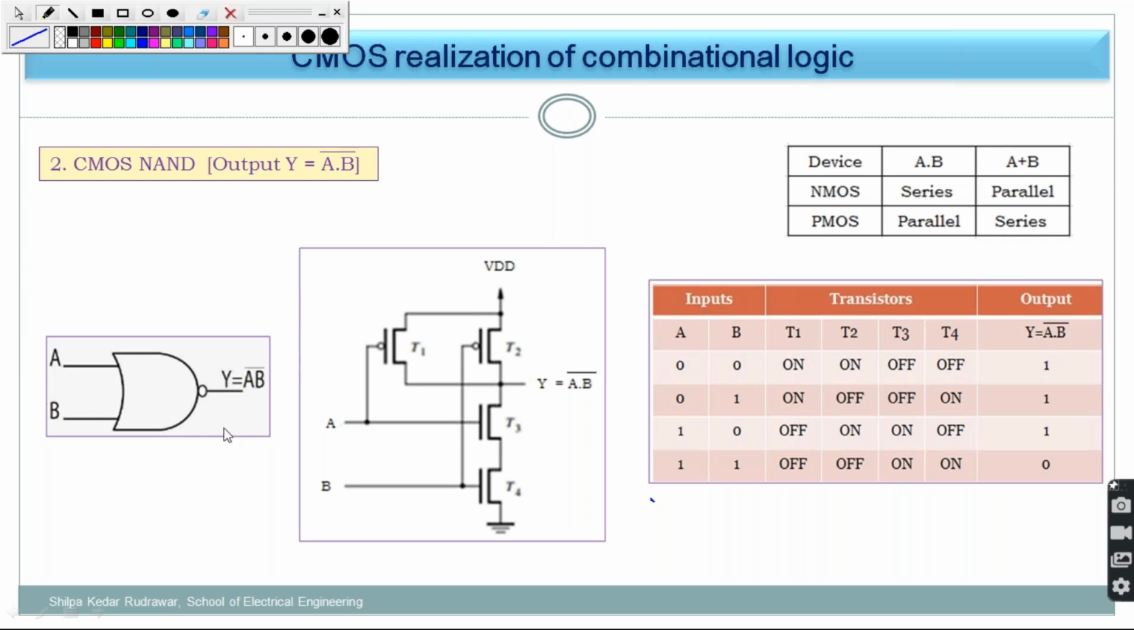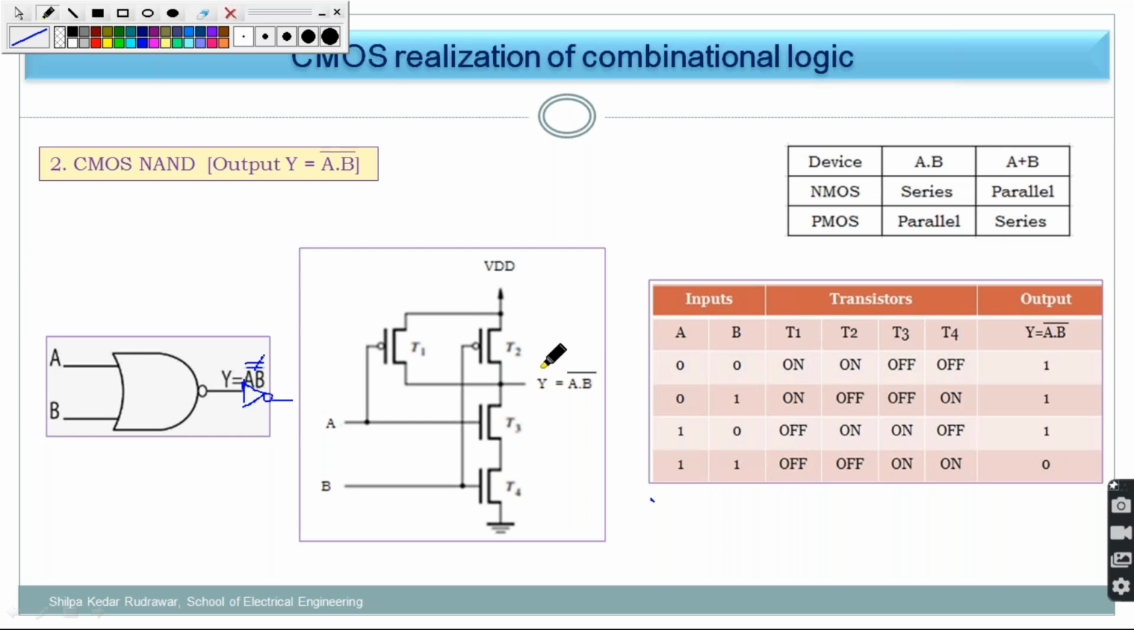If I am implementing a NAND gate and in front of that I connect one inverter, this will act as my AND gate, because the A bar will be over here. So at the output it will be A double bar, the bar will get cancelled. So I will be getting AB. So in this way I will be getting the AND gate.